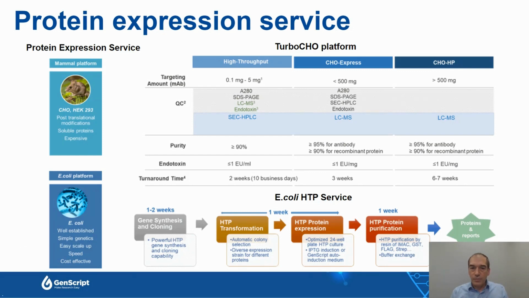We have multiple platforms. Here I'm showing only two of them. The mammalian expression platform with either HEK or 293 or CHO cells, or the E. coli expression platform. We also offer insect cell expression platform, baculovirus-based. But a little bit more detail on the TurboCHO platform, which is very popular at the moment. We have various levels of service, from very small quantities to increasing level of quantities, the high throughput, CHO Express, CHO HP, that can produce progressively higher amounts of protein.